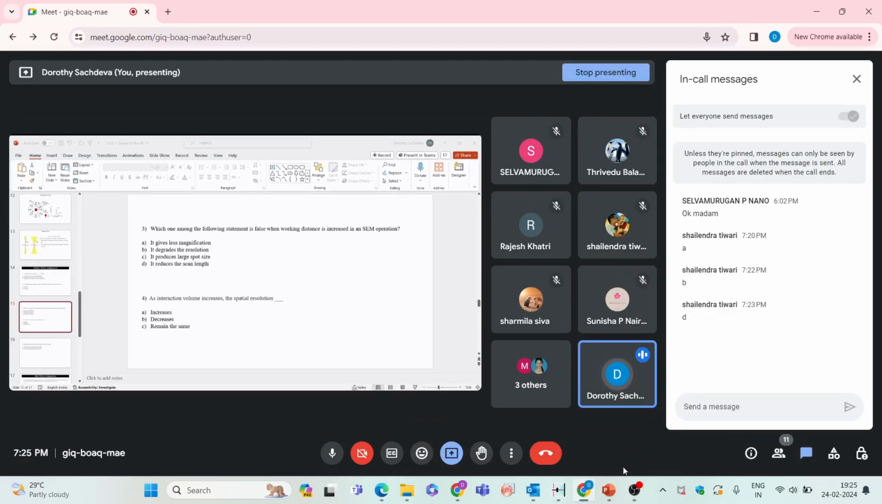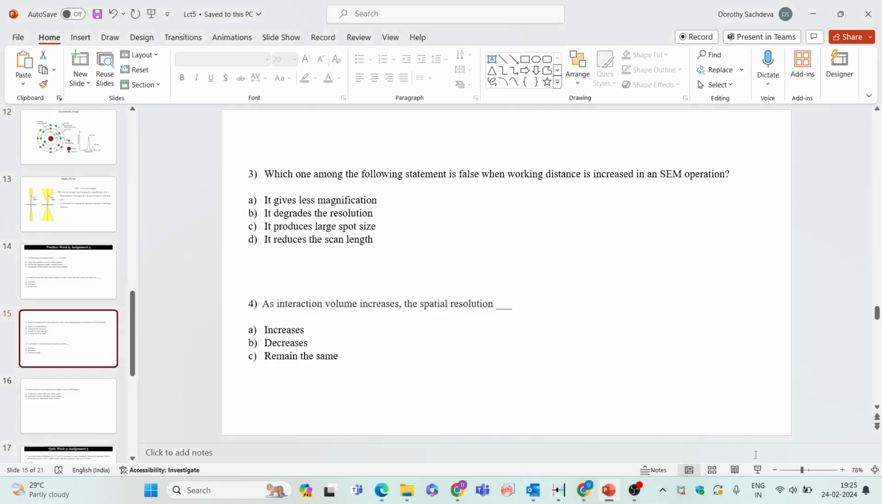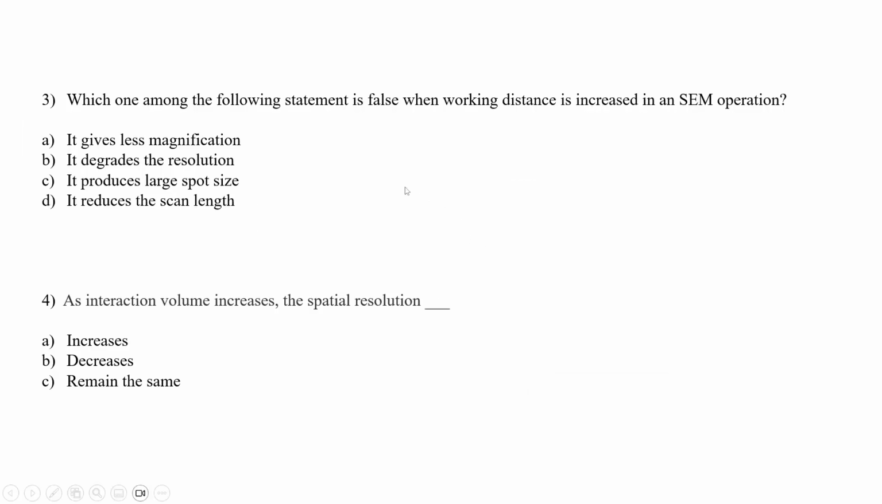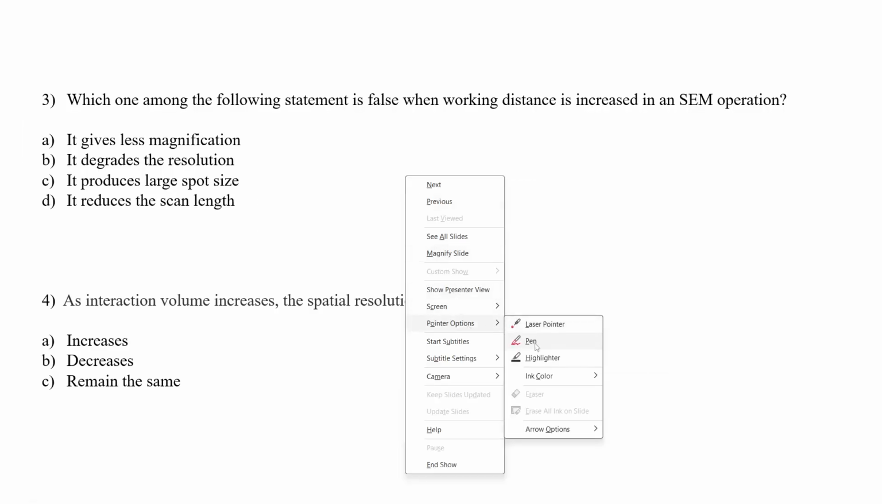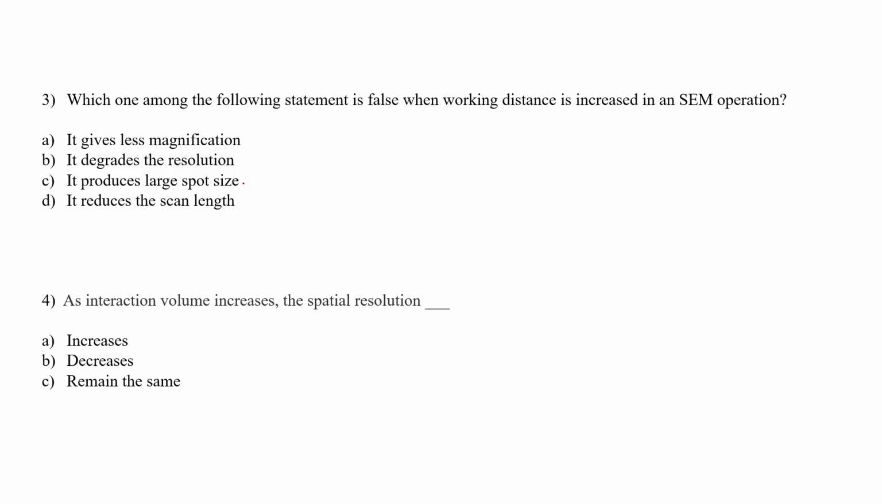Shailendra is saying option D. Yeah, and option C says it produces larger spot size. This option is also correct. It will produce a larger spot size, and it reduces the scan length. This option is false. So option D is the correct answer for this question.